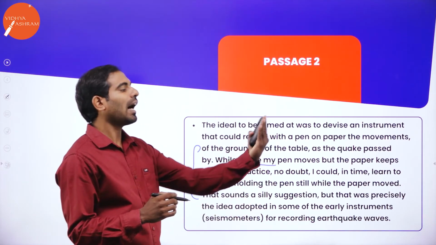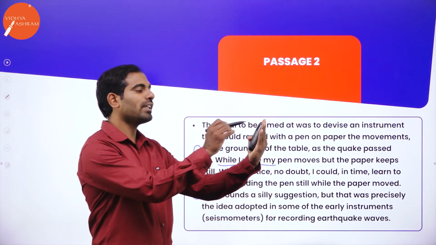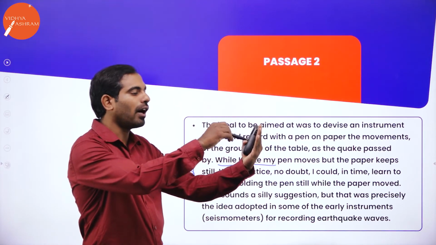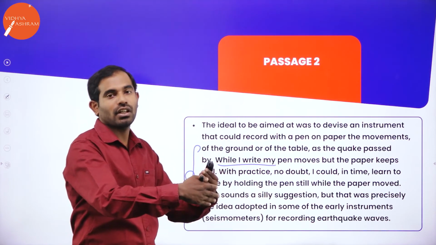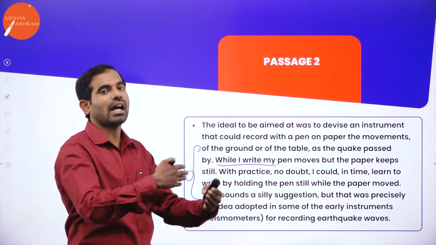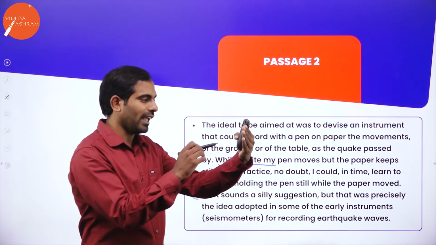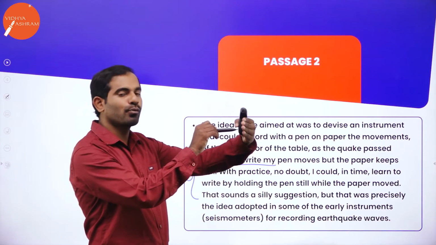Now imagine I am holding a pen here, I'm holding a paper here, and I am writing using my pen. So when I write on the paper, the pen is moving. In the second instance, he is reversing. The idea is reversed. The author is saying, I am going to keep my pen still and the paper has to move.